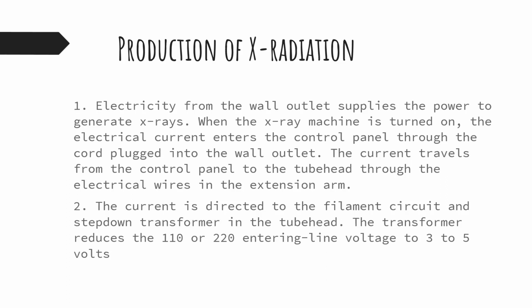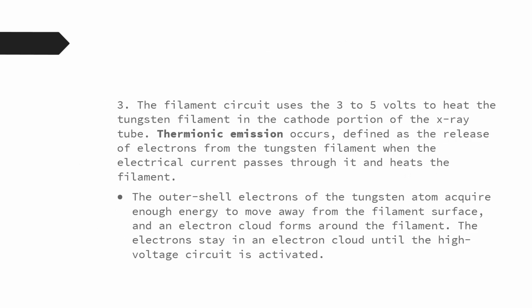And the current is directed to the filament and the step-down transformer in the tube head. Now, the transformer reduces the 110 or 220 entering line voltage to 3 to 5 volts. Now, the filament circuit uses the 3 to 5 volts to heat the tungsten filament in the cathode portion of the X-ray tube. Now, thermionic emission occurs, and this is basically defined as the release of electrons from the tungsten filament when the electrical current passes through it.